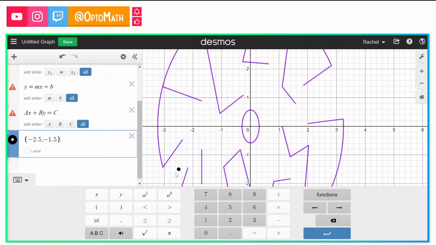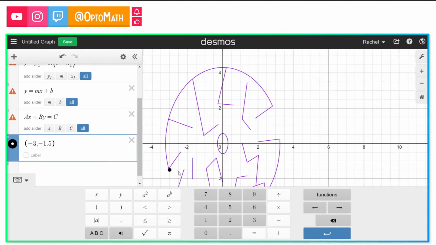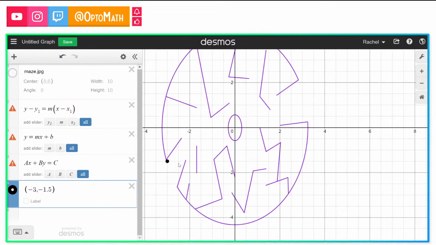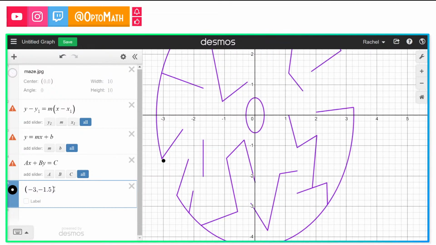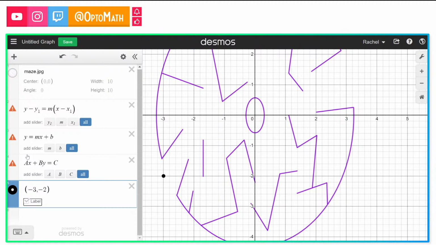So there's a point. We might want to move it a little bit to the left and a little bit down. Let's do -3 instead. And let's move it down to, I guess we can do -2 and see what that looks like. Okay, that looks a little bit better. So see how I did a little bit of trial and error here? Trial and error is a very good skill to use whenever you're doing this maze. Okay, so I'll label that.